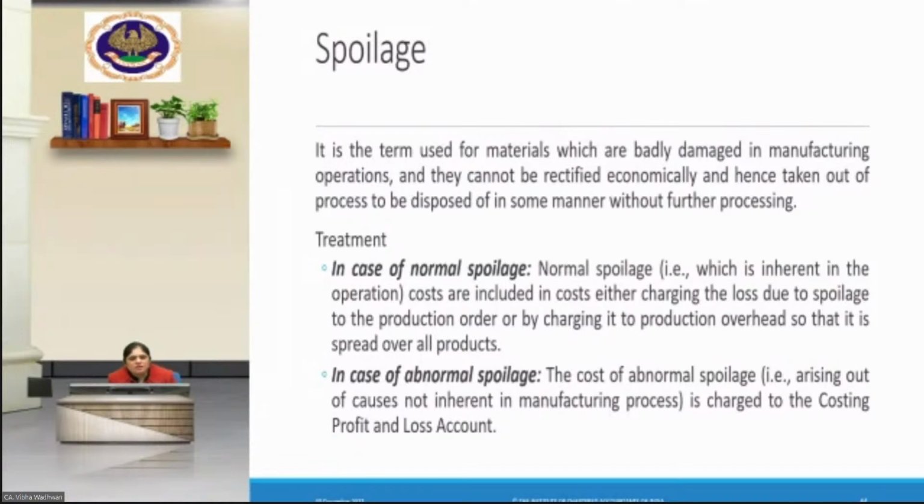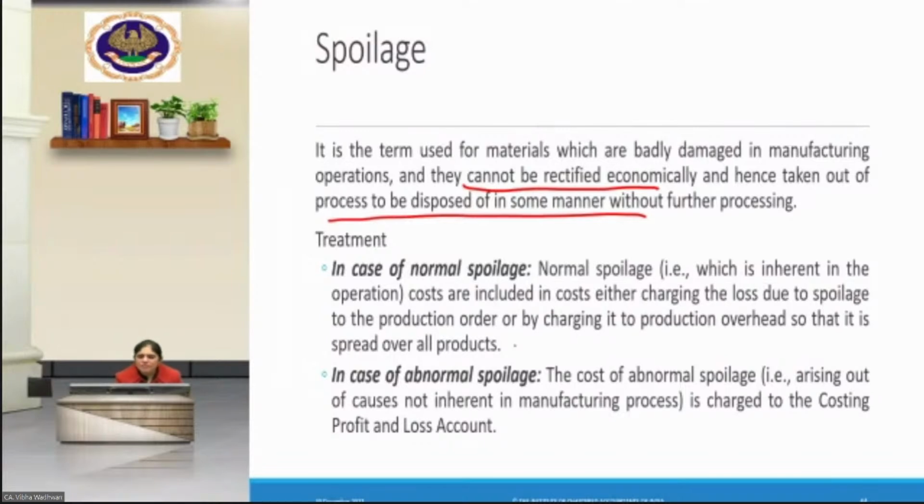It is a term used for materials which are badly damaged in manufacturing operations. They cannot be rectified economically. Huge cost would be incurred again, so there is no point in rectifying them. A lot of cost has to be incurred on them, and again they will be substandard only. Spoilage happens due to, let us say, faulty tooling, poor workmanship or substandard materials you have used. So defective goods come out which cannot be rectified, and hence are taken out of the process to be disposed of as they are.